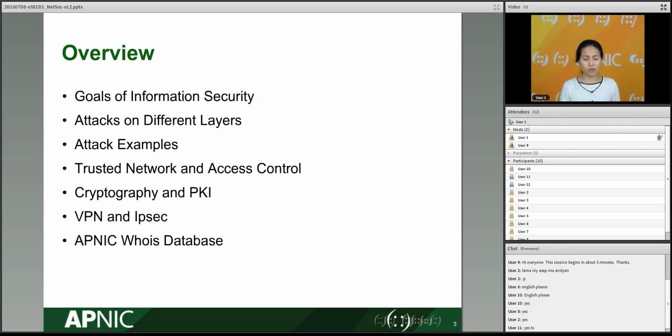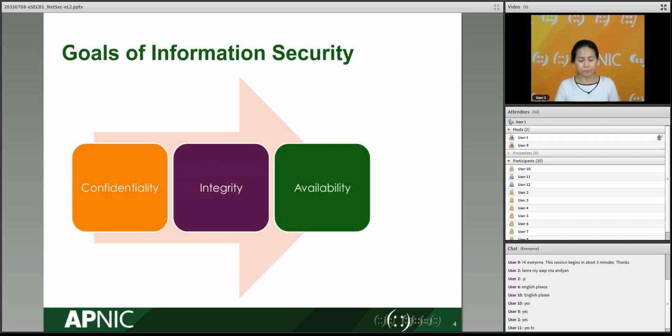It's not going to go through details of IPSec and details of PKI and cryptography, but just enough information because we have a limited 1 hour session for this. Let's begin with the goals of information security.